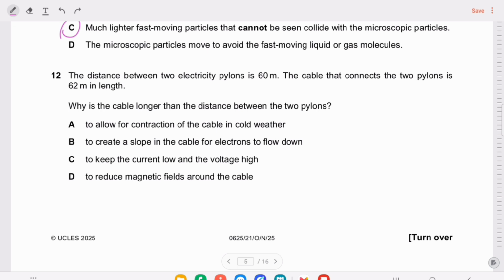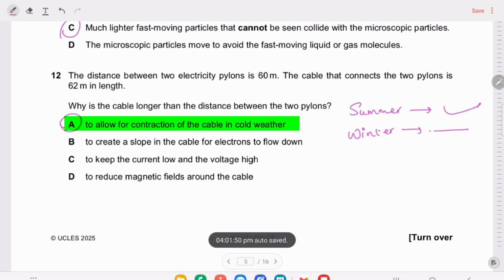So metal contracts when cooled. If the cable were stretched tightly in the warm weather, it could snap during the cold weather when it contracts. So the extra length allows for this contraction. In summer, you will have a slightly sagging cable, while in winter you will have a tighter cable. So expansion when heated, contraction when cool. Based on our analogy, option A is suitable, that allows for contraction of the cable in cold weather.